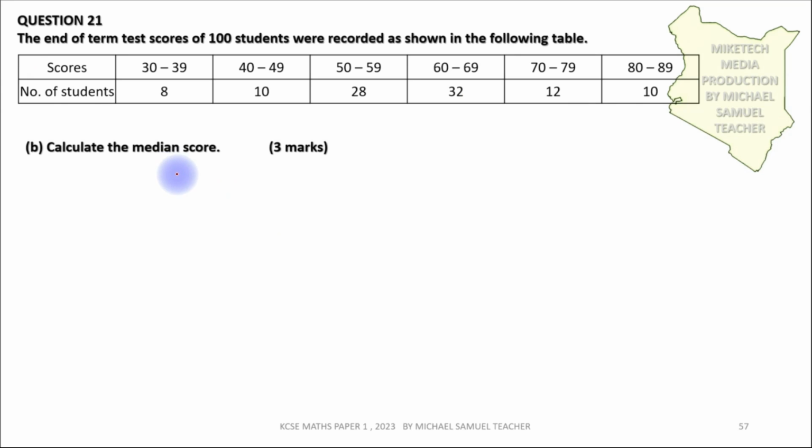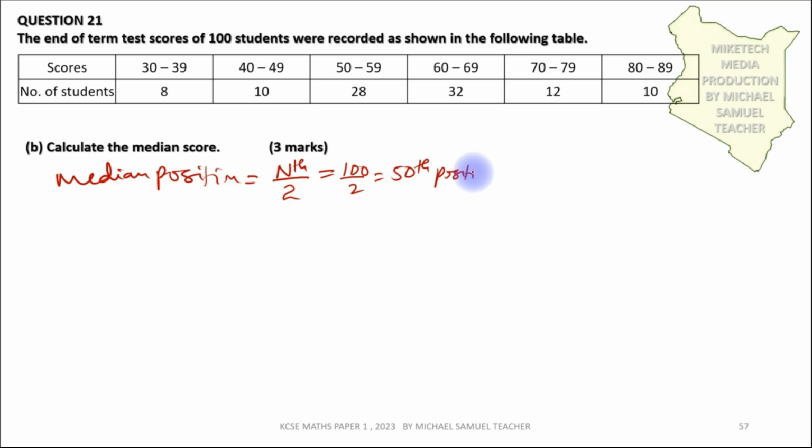Part B, we calculate the median score. For us to be able to calculate the median score, we need to get the median position. The median position is normally a half of n, or n over 2. How many students are there? There are actually 100, so that will be 100 over 2, which is the 50th position. So that is the median position.